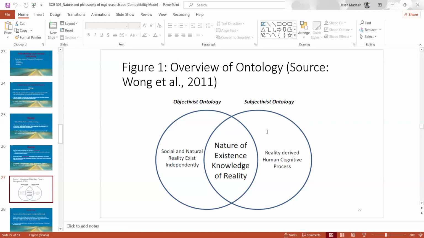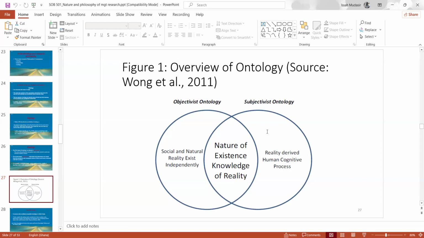Okay, so that is at the realm of subjective ontology. And from ontology, you move to what we call epistemology. Because knowing what the nature of reality is, then we have to find a way of understanding reality.